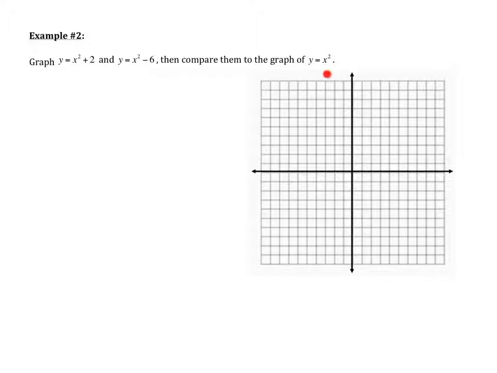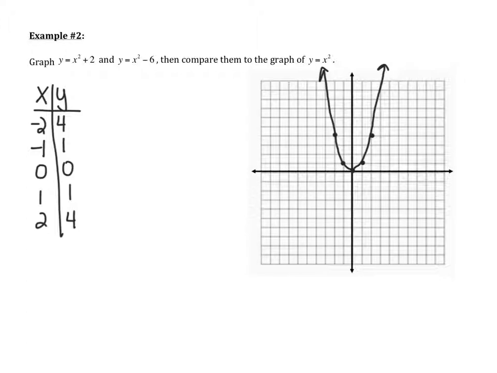So let's start with y equals x squared and look at that t-chart again. So there's our t-chart for y equals x squared, the parent function, and the graph of y equals x squared, the parent function. Now let's get into y equals x squared plus 2 and y equals x squared minus 6. Again, I'm starting with the parent function because now I can just take my y values from y equals x squared, add 2 to all of them, and then later subtract 6 from all of them.